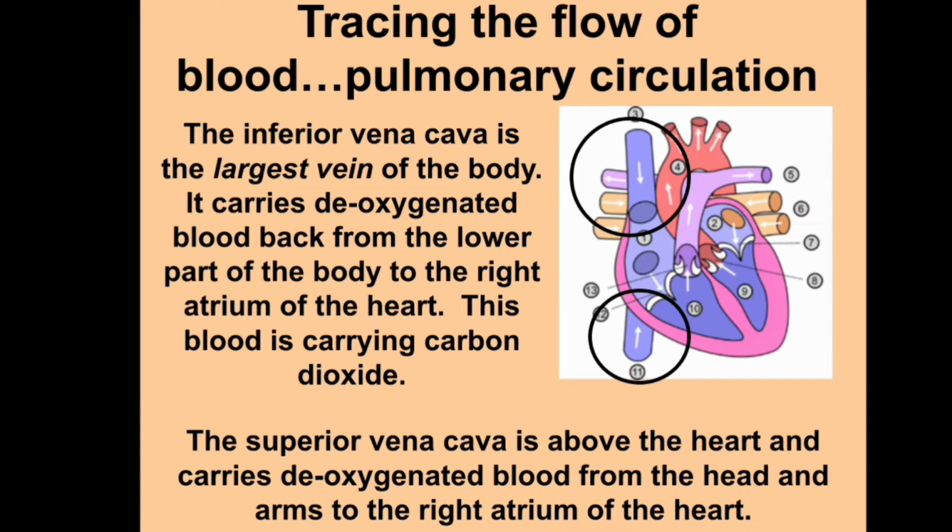Now let us trace the flow of blood, pulmonary circulation. Here, the inferior vena cava, as you can see in the diagram, is the largest vein of the body. It carries deoxygenated blood back from the lower part of the body to the right atrium of the heart. This blood is carrying carbon dioxide. The superior vena cava is above the heart and carries deoxygenated blood from the head and arms to the right atrium of the heart.